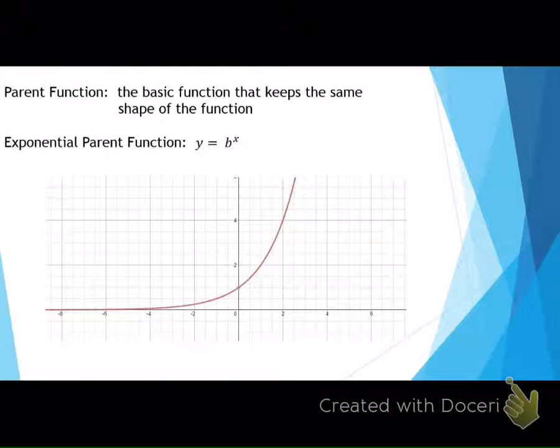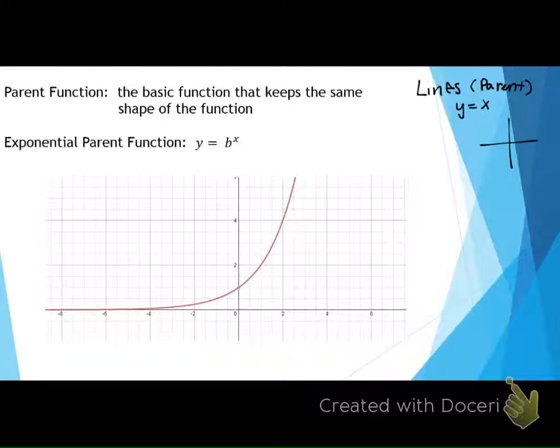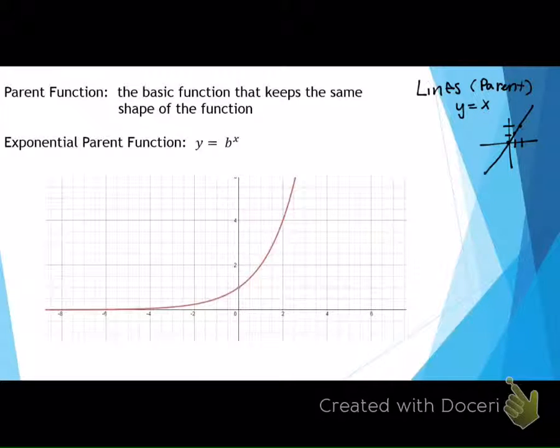The basic function that keeps the same shape of the function is your parent function. When we are talking about lines, remember in lines, the parent was y equals x, which was just up 1 over 1, up 1 over 1, and kind of created that diagonal line. And we did transformations with it, and we compared the line. We said, well, it's more steep or less steep, or it moved up however many or down however many from the parent.